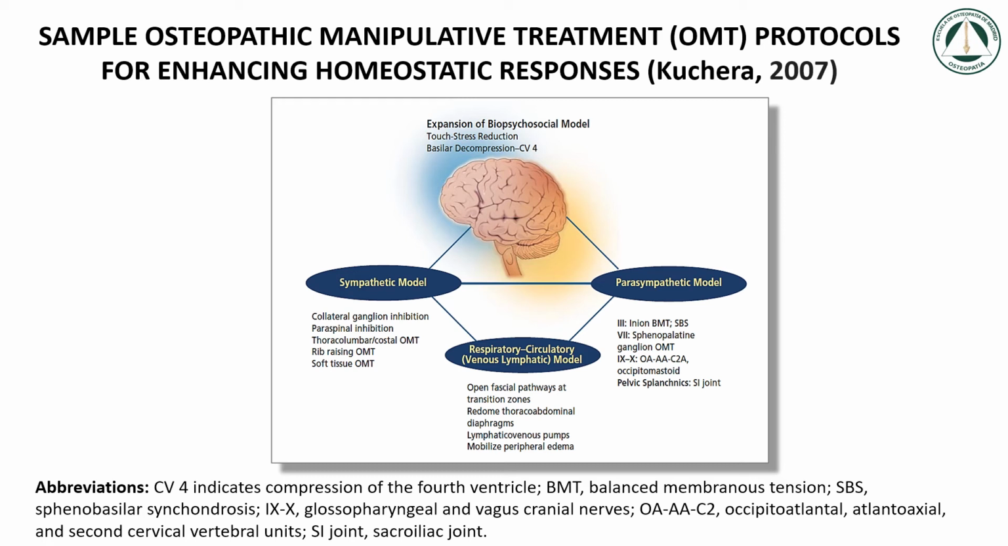Parasympathetic model includes cranial nerve 3, the on-balance technique, sphenobasilar synchondrosis technique. Cranial nerve 7, sphenopalatine ganglion OMT. Cranial nerves 9 and 10, occiput atlas, atlas axis, occipitomastoid suture. Pelvic splanchnic nerves, sacroiliac joint.